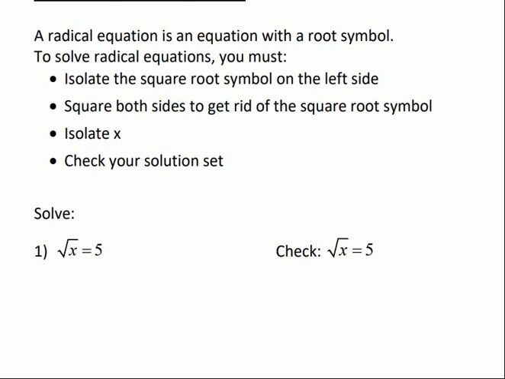So let's do that in number 1. The first step is to get the radical on one side of the equation, and that's already done. So then we're going to go on to the next step, which is to square both sides to get rid of the radical. So we're going to square both sides of the equation, and like I said, squaring and square rooting are inverse operations, so they just cancel each other out, and I'm left with x equals 5 squared, which is 25. So that's my solution.